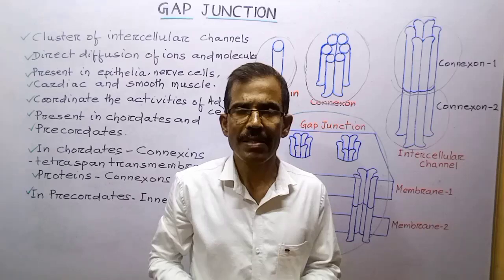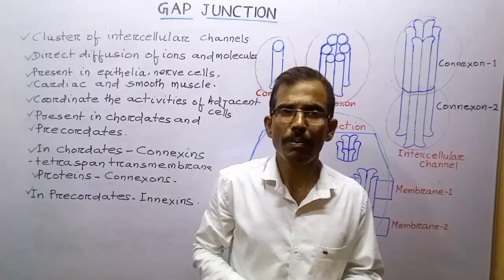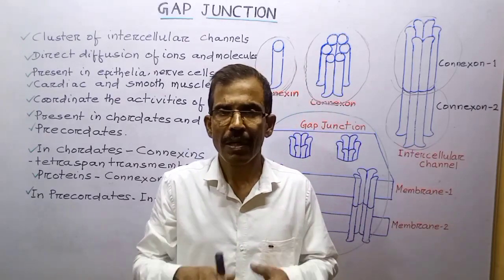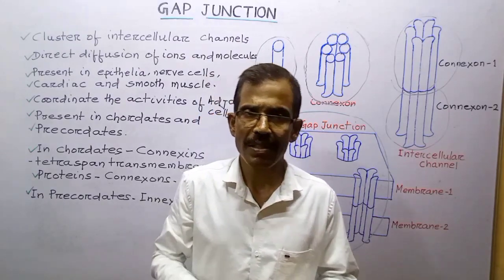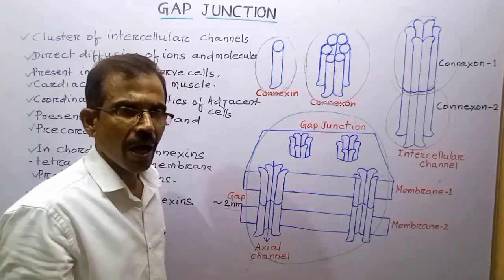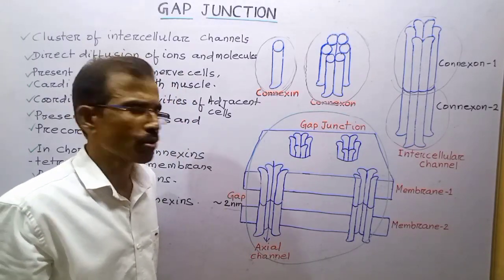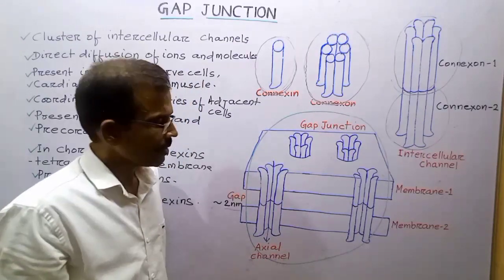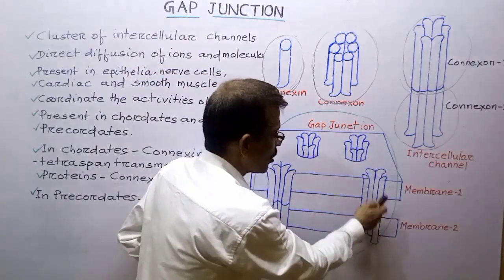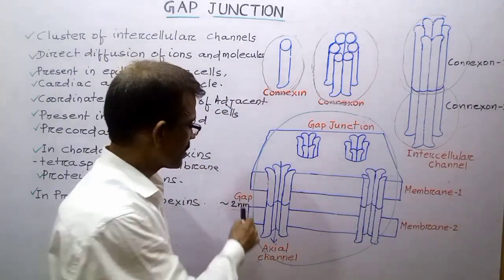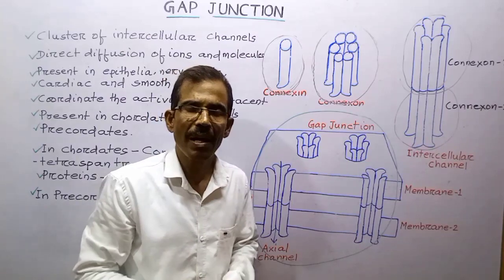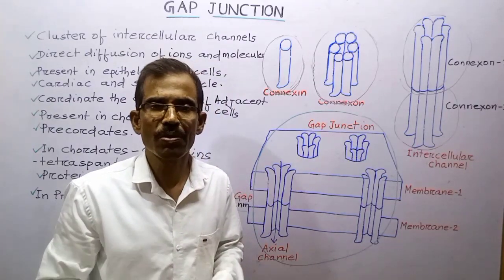Individual connexins are assembled intracellularly to form connexons which then traffic to the cell surface where they dock with other connexons present in adjacent cells, thereby assembling an axial channel through which ions and small molecules diffuse from one cell to another. This arrangement also creates a narrow extracellular gap between two plasma membranes. This gap is about 2 nanometers. Because of the presence of this gap, the junctions are called gap junctions.